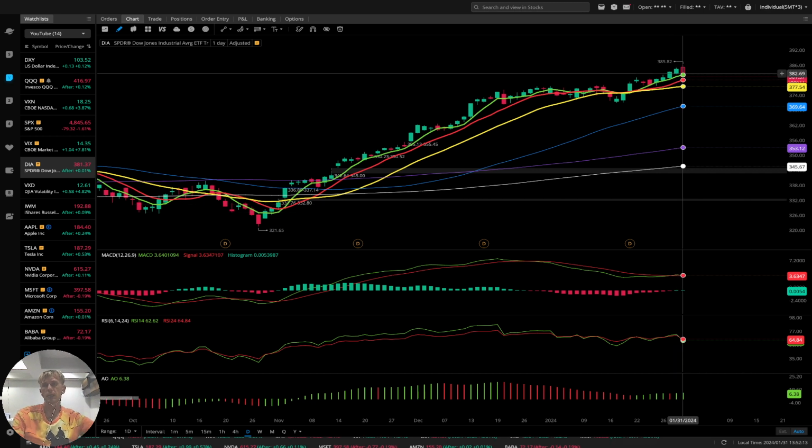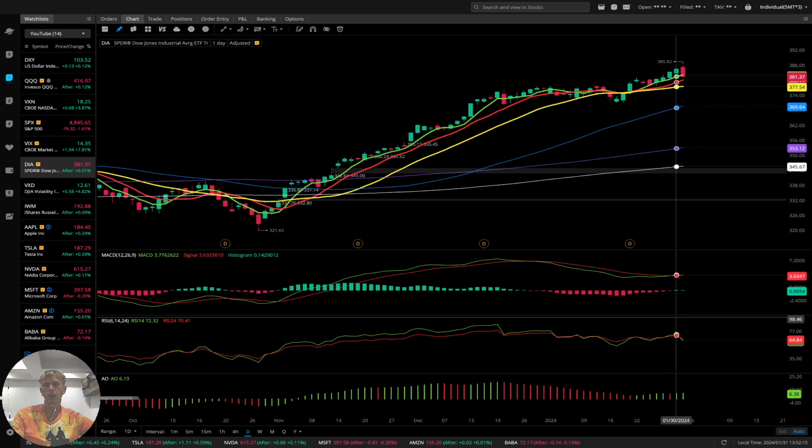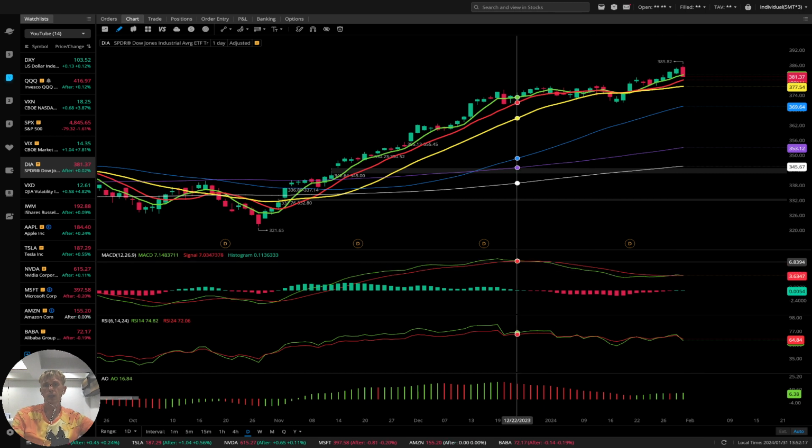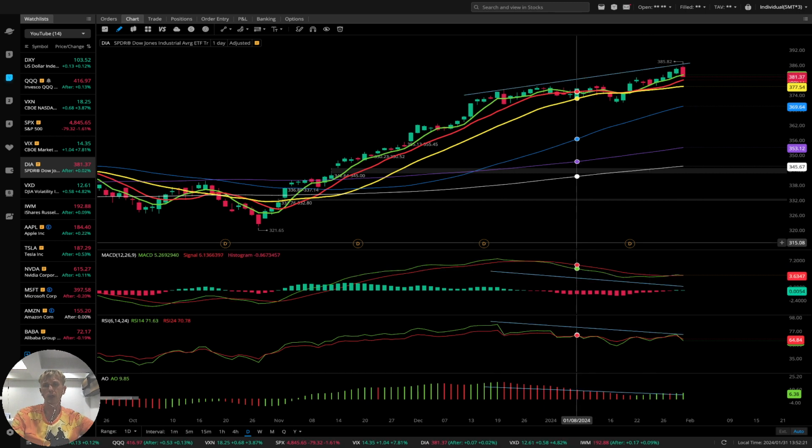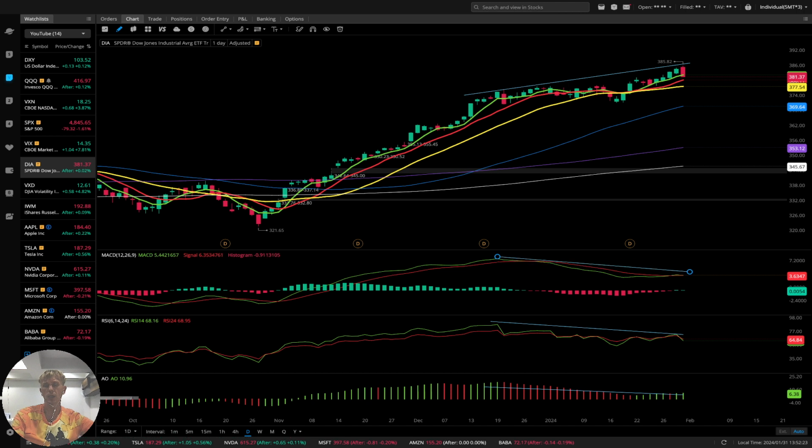Dow Jones red bar, but still above all moving averages, still positive, bullish. It has bearish divergences on all indicators, right? Price action bullish, bearish divergences on all indicators. It definitely wants to have a reversal.